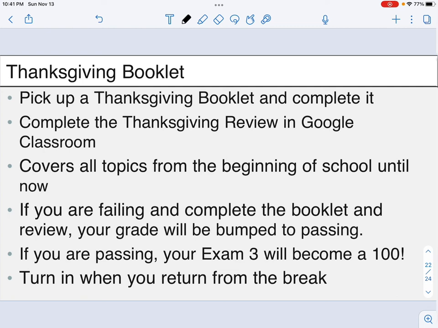But the bottom line is, if you're failing the class and you complete this book in the review, your grade will become passing, okay? So, hey, this is your ticket. This is your opportunity. If you're passing the class, I will bump up your exam 3 grade to 100 for doing this assignment, okay? And I'll replace any 0 that you have to passing, okay? This is due when you return from break, okay?